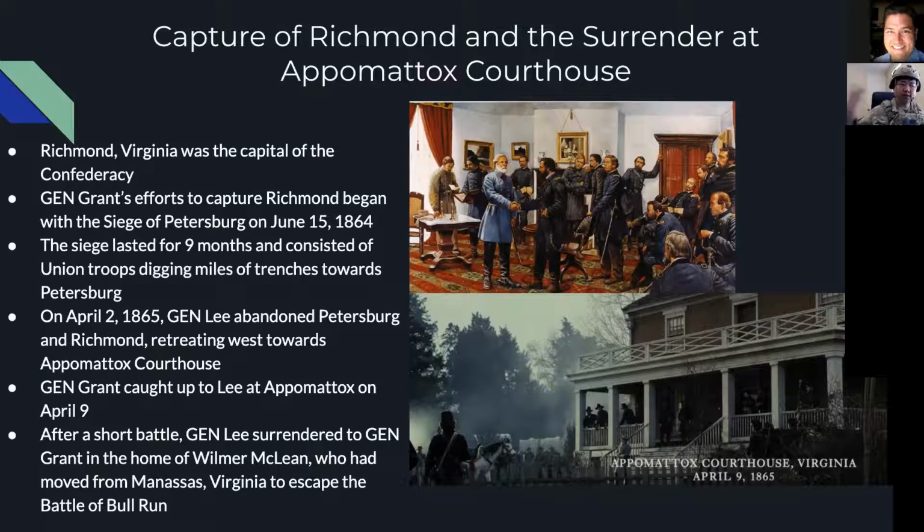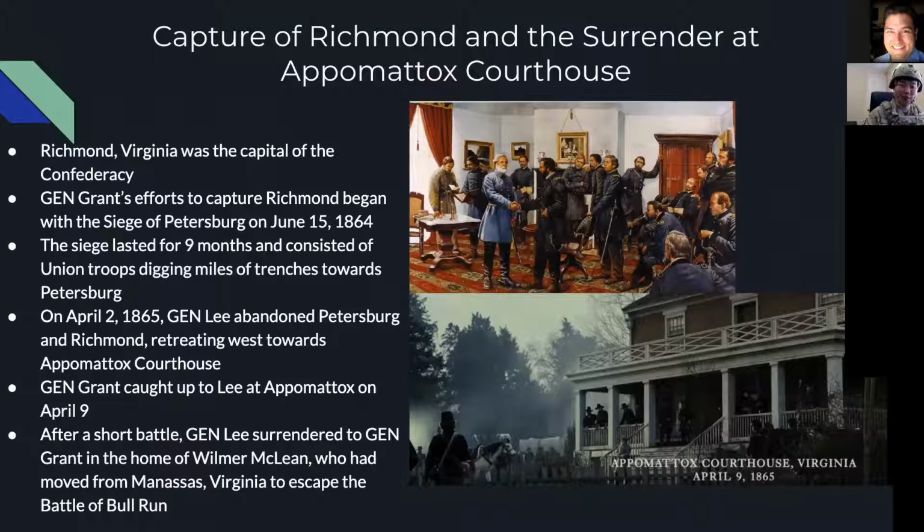So on the 2nd of April, General Grant captured Petersburg and Richmond in Virginia, and then he continued chasing after General Lee and eventually caught up with him a week later on April 9th at Appomattox Courthouse. And then they had a short battle there in Appomattox. And then after the battle, General Lee surrendered his army to General Grant at the home of Wilmer McLean, if you remember from the Battle of Bull Run, who had moved from Manassas, Virginia to Appomattox Courthouse in Virginia to escape the Civil War.